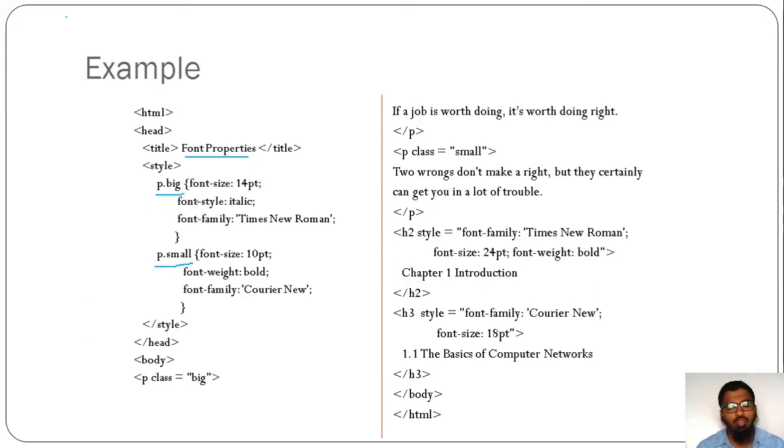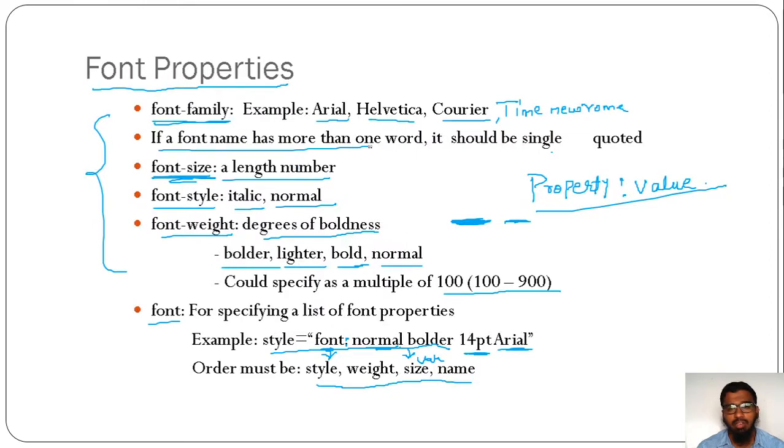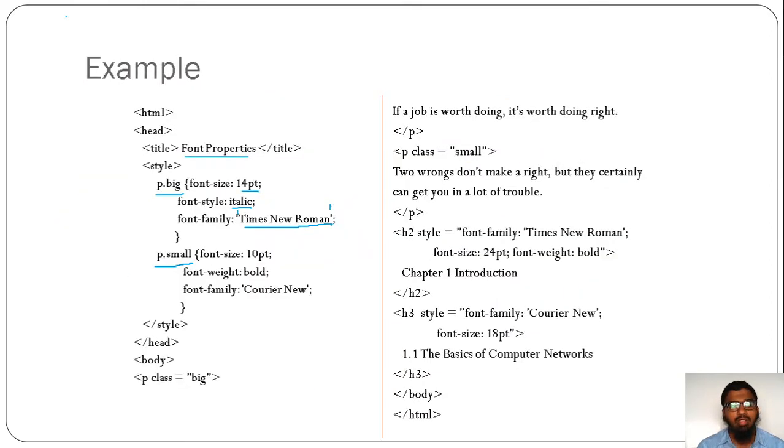In the last class we saw the different ways we can give the style. So p dot big: font size is 14 pt, font style I want italic, and font family is Times New Roman. Whenever there are 2-3 words in a name, like Times space New space Roman, at that time you need to write it in single quotes, as we studied here, in single quotes.